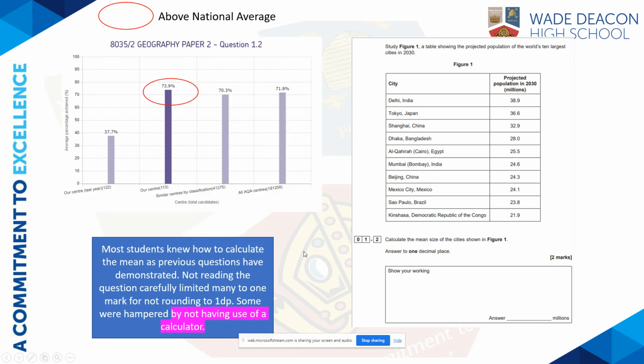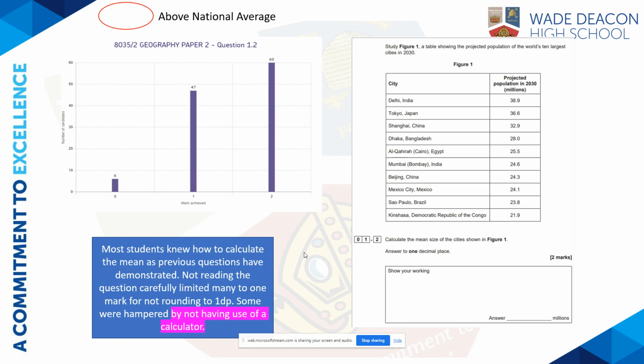This is the average score, and this is the score for this actual question on the paper. Of our students, 6 got 0, 47 got 1, and 60 got 2 marks. Let me show you how that works, because that's going to appear again and again in the next few slides.